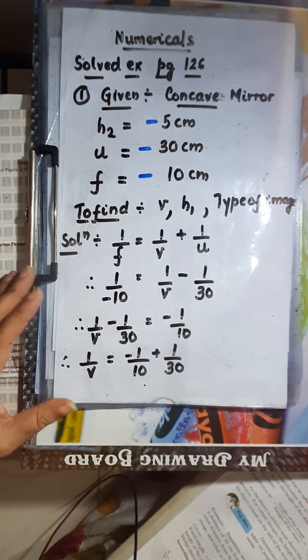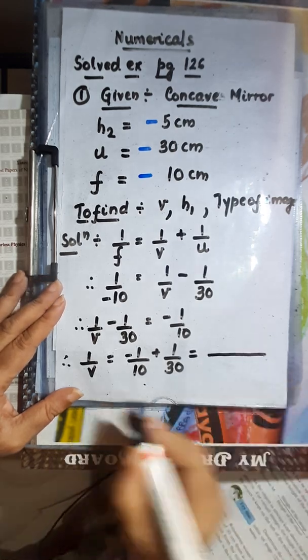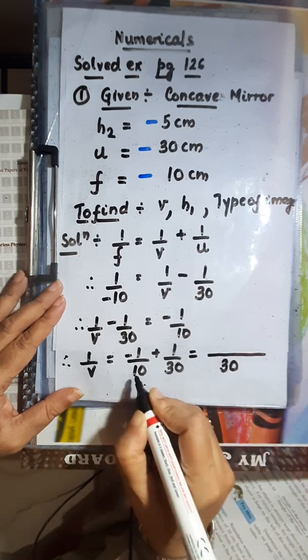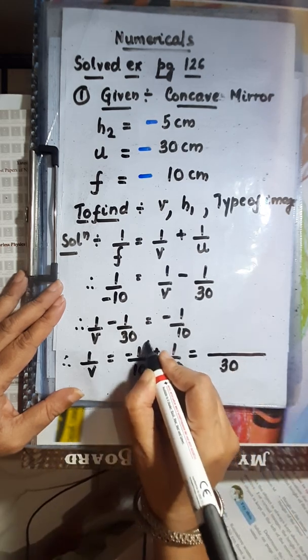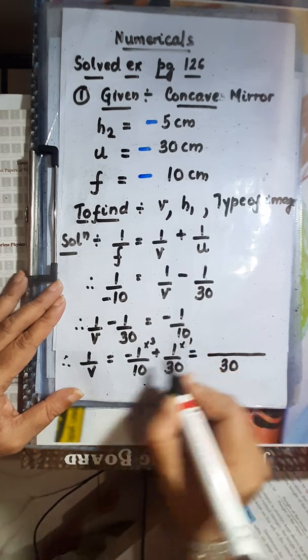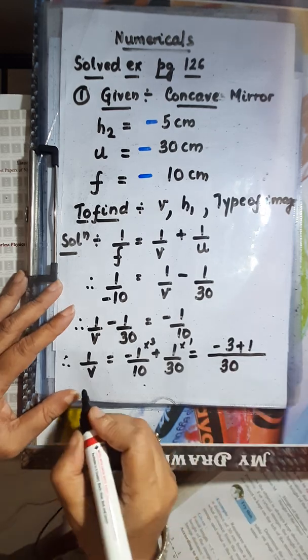Now tell me, what is the LCM? I'm writing at the side. I always write one below the other. The LCM of 10 and 30 is 30. Now 10 will go into 30 how many times? It will go 3 times. And 30 will go into 30 how many times? 1 time. So that becomes minus 3 plus 1.